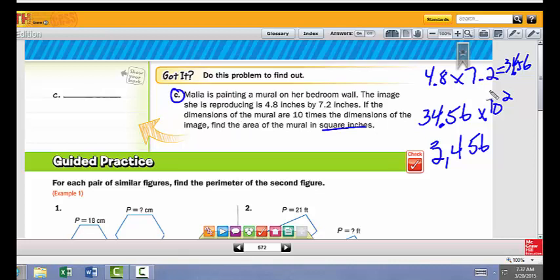The other way to do this would be to say, okay, if it's 10 times the size, we can take 4.8 and just say that that's 48 because we're going to multiply that by 10. And the other side, instead of being 7.2, would be 72, and just multiply 48 times 72. And again, of course, we get the same answer of 3,456 inches, and it's inches squared.